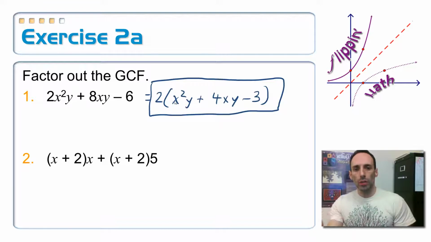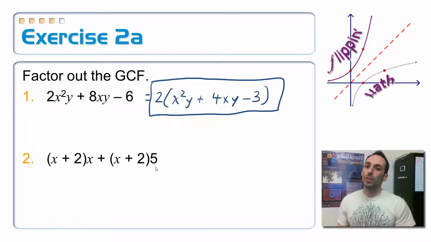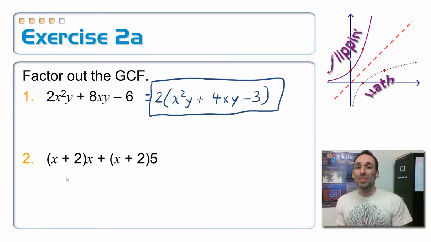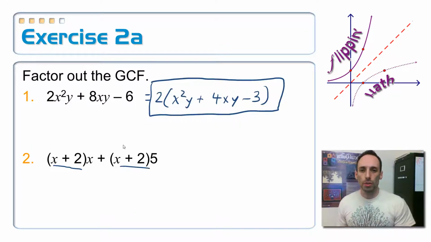Okay, this one looks a little strange. But there is a greatest common factor between these two terms. I don't want to distribute out the x to that first set of parentheses and the 5 to that second set of parentheses, because what's in the parentheses is exactly the same. x plus 2 and x plus 2. It is common to both of these terms, so it is the greatest common factor.